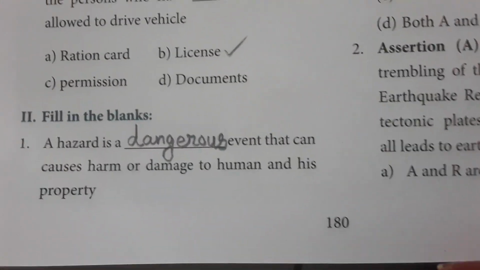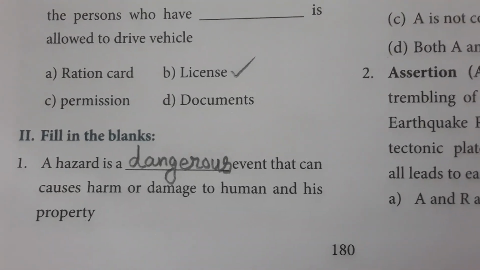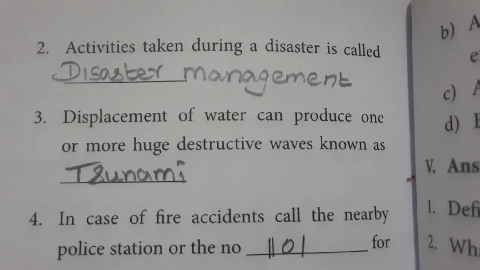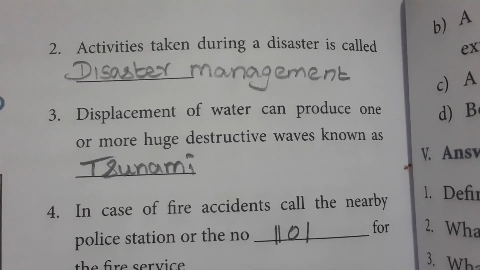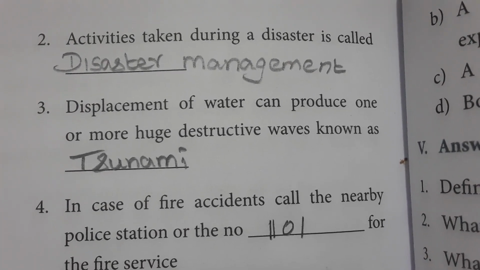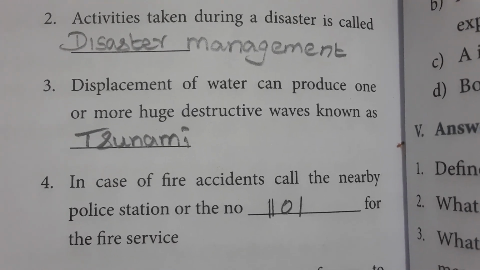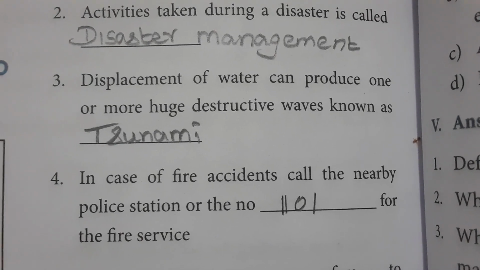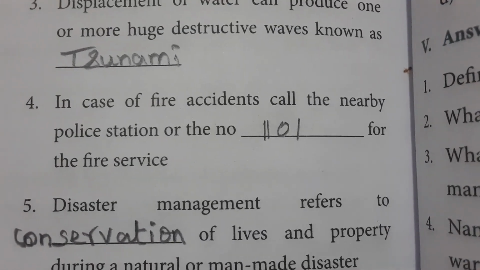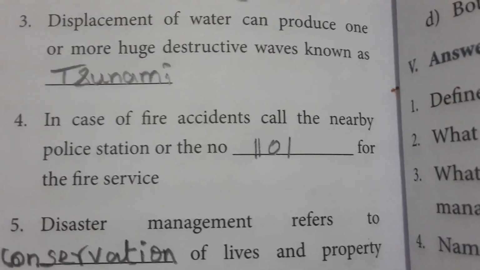Fill in the blanks. The hazard is a dangerous event that can cause harm or damage to human and his property. Activities taken during a disaster is called disaster management. Displacement of water can produce one or more huge destructive waves known as tsunami. T-S-U-N-A-M-I, tsunami. In case of fire accidents, call the nearby police station or the number 101 for the fire service.